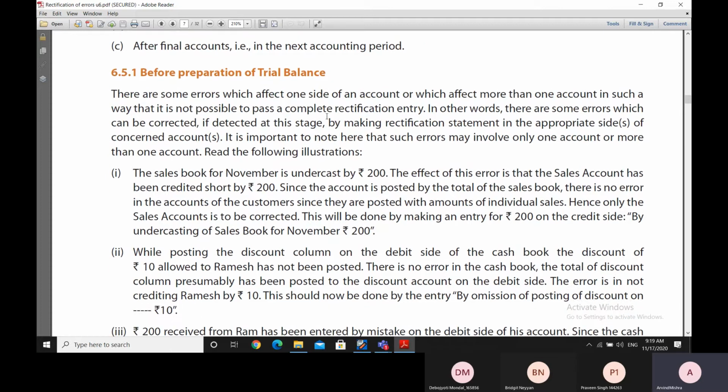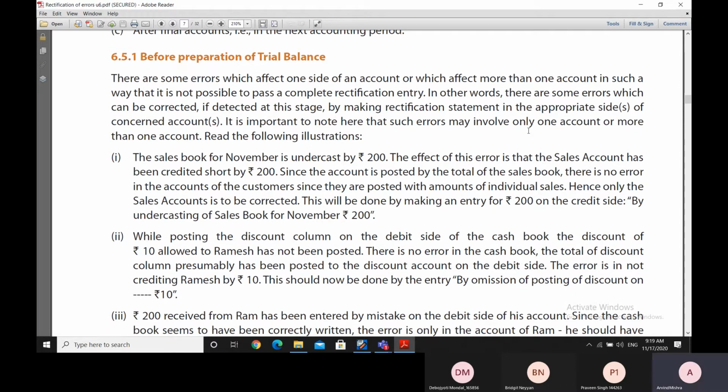Now, before the preparation of trial balance, there are some errors which affect one side of an account or which affect more than one account in such a way that it is not possible to pass a complete rectification entry. In other words, there are some errors which can be corrected if detected at this stage by making rectification statement in the appropriate sides of the concerned account. And such errors may involve only one account or more than one account also. So let us understand how we are rectifying the errors over here.